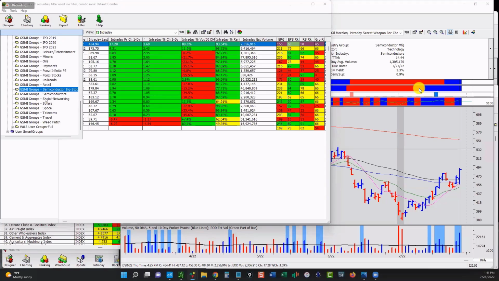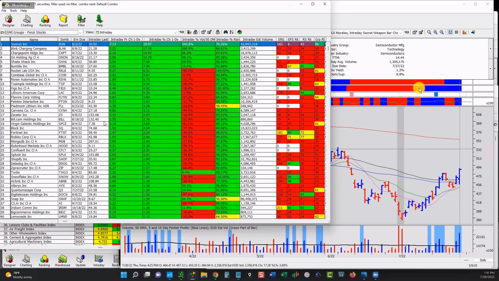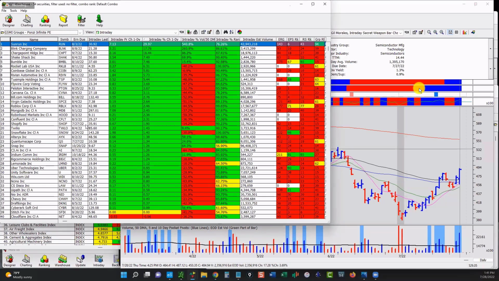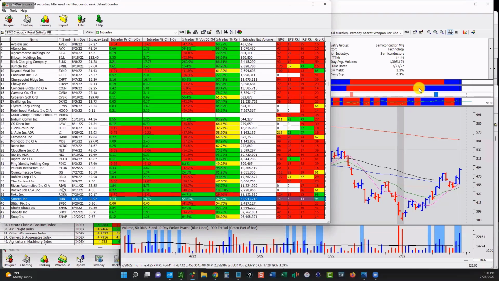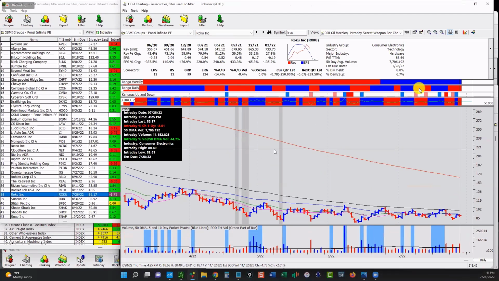I do have my Ponzi list in here. Yeah, Ponzi stocks. I wonder if I have the infinite PE list. So these are stocks that essentially have an infinite PE. Roku is one of them. And we can see here that Roku, I mean, this thing's already 80 something percent off the highs.